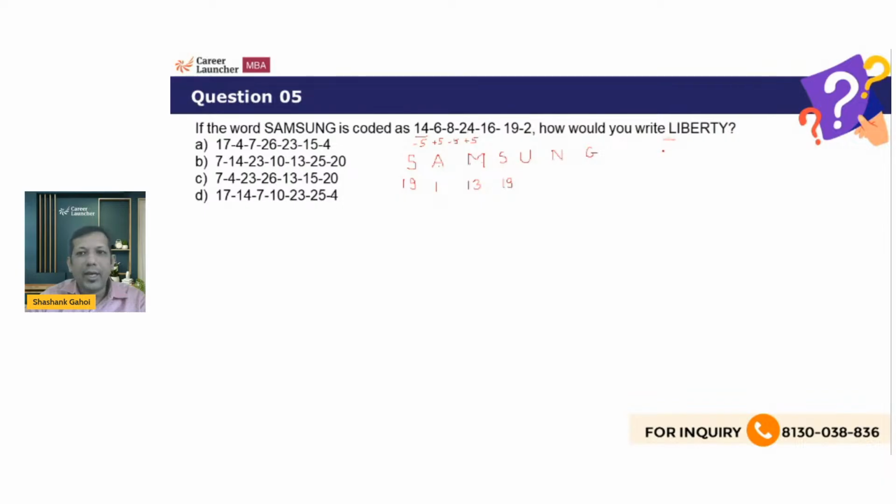So L is 12, I is 9. So L is 12, so minus 5 is going to be 7, plus 5 is going to be 14. So 7 and 14, are they there in any option? So first is eliminated, second is fine, third is eliminated, fourth is fine. So the answer comes out to be option B. Understood?